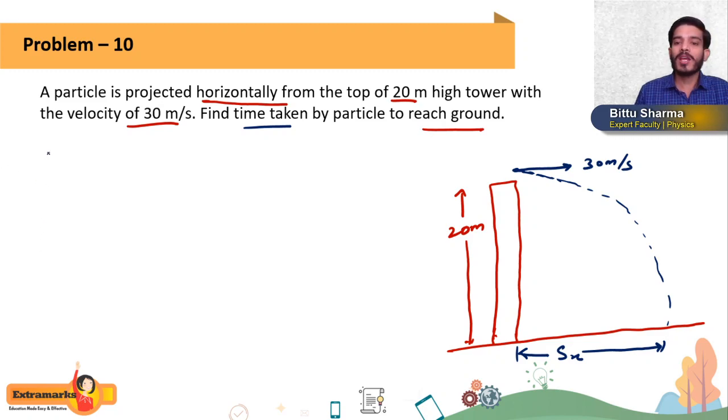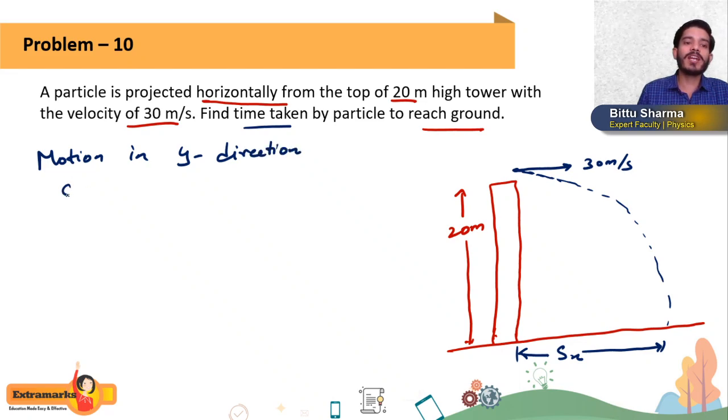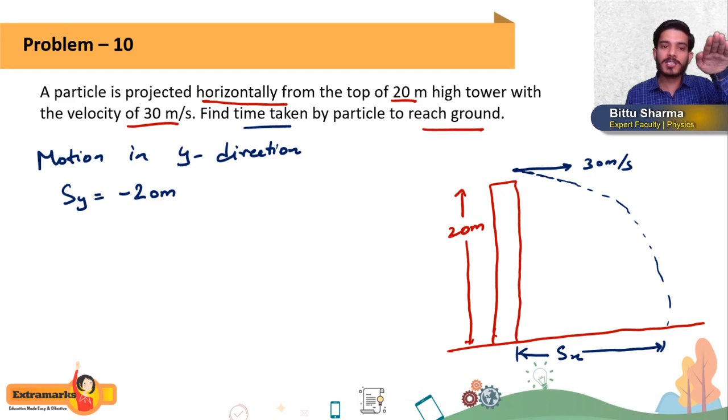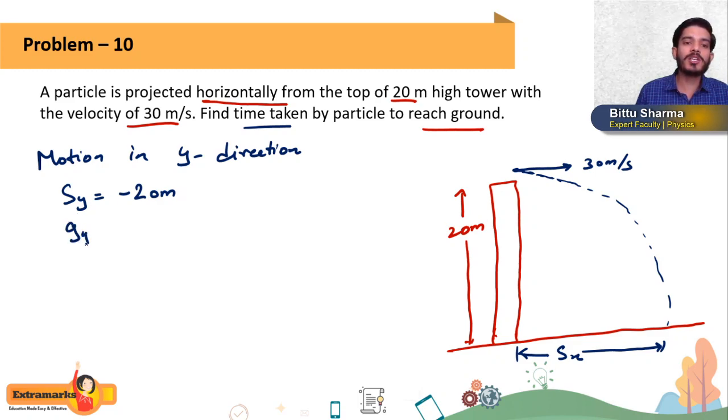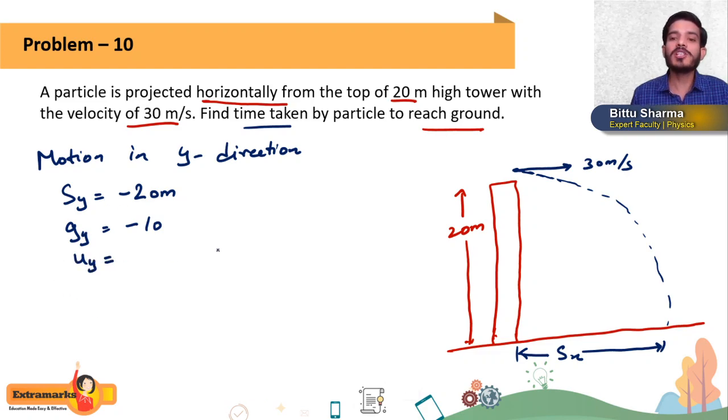So first of all, let us consider motion in y direction. For motion in y direction, what is the displacement? Displacement in y direction is minus 20 meter. Why? Because the particle is moving down. Acceleration in y direction is minus 10. Getting or not? Initial velocity in y direction is how much? It is 0, because we are throwing the projectile along the x-axis, horizontally. Time we have to calculate.